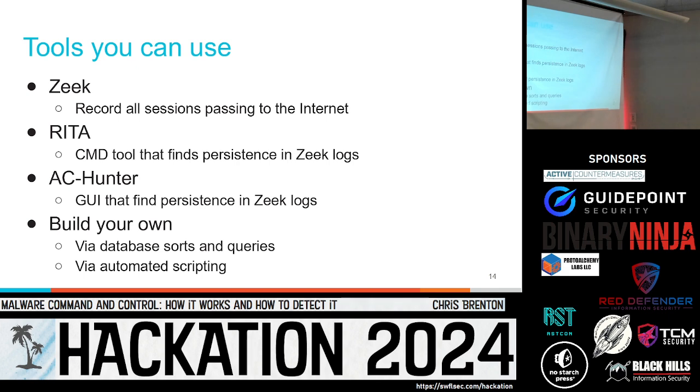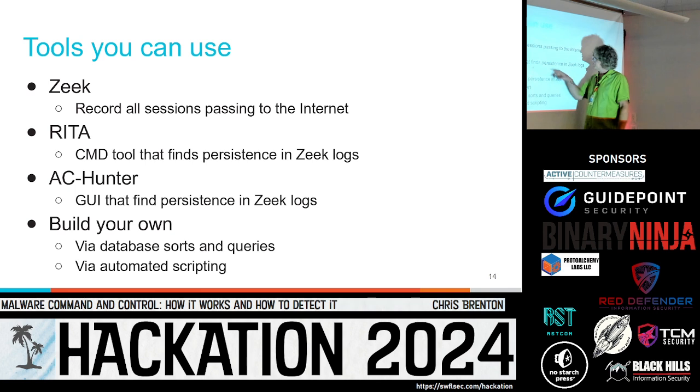One of my favorite tools in the whole world is Zeek. Zeek is a network recorder. So what Zeek will do is it'll create an entry for every connection it sees. It'll record what's going on at the IP header layer, and for the 55 protocols it understands, it'll record things at the application layer as well.